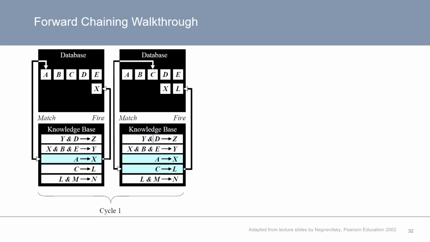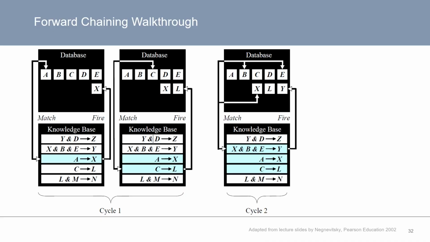You can think of a cycle as trying to add as many things as possible based on our starting set of facts. So at the end of this cycle, we have all of our original facts, but now we also have X and L as facts. So now we move on to the next cycle. Here we check our knowledge base again to see if any new rules can be triggered. In this case, we now know X, B, and E thanks to X having been added in the last round. So at this point, Y gets triggered and added to our fact base.